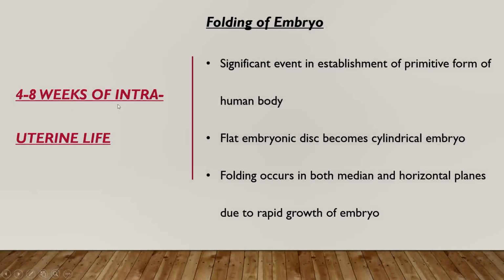So from the 4th to 8th week of intrauterine life, folding of the embryo happens. The significant event is the establishment of the primitive form of the human body. The flat embryonic disc, which we saw at the time when it was a bilaminar germ disc, is now going to become a cylindrical embryo in the 4th to 8th week. Folding occurs both in median and horizontal planes due to rapid growth of the embryo.